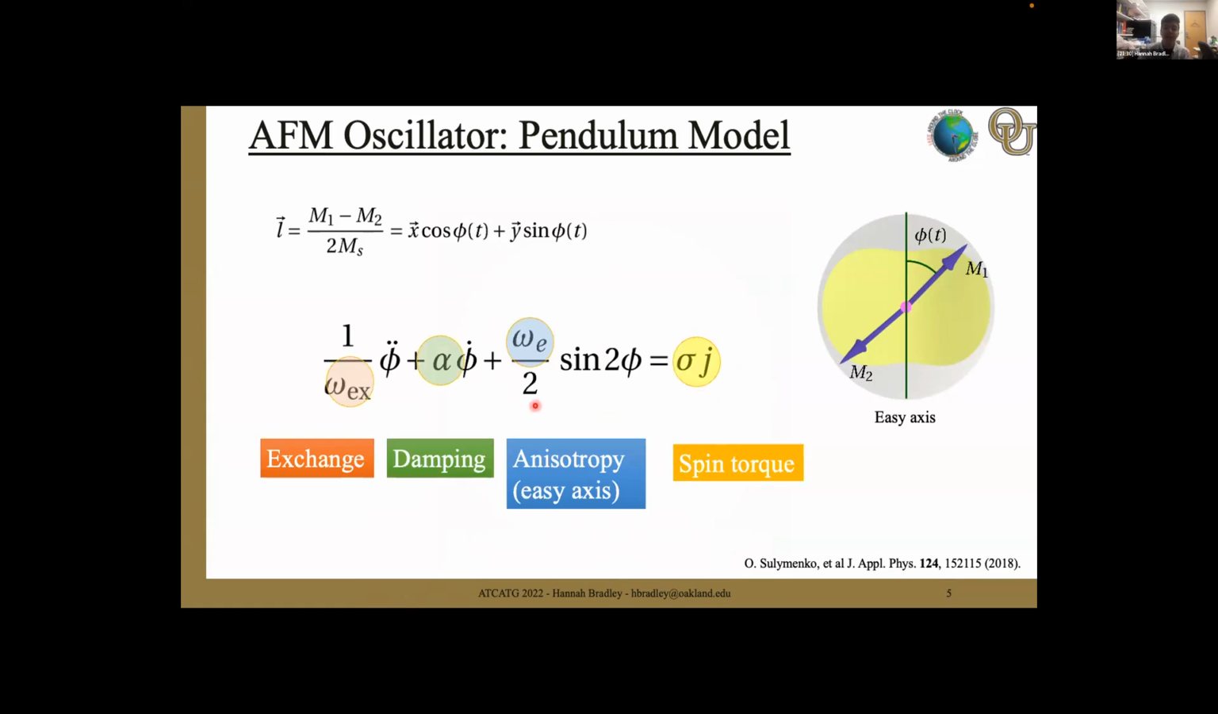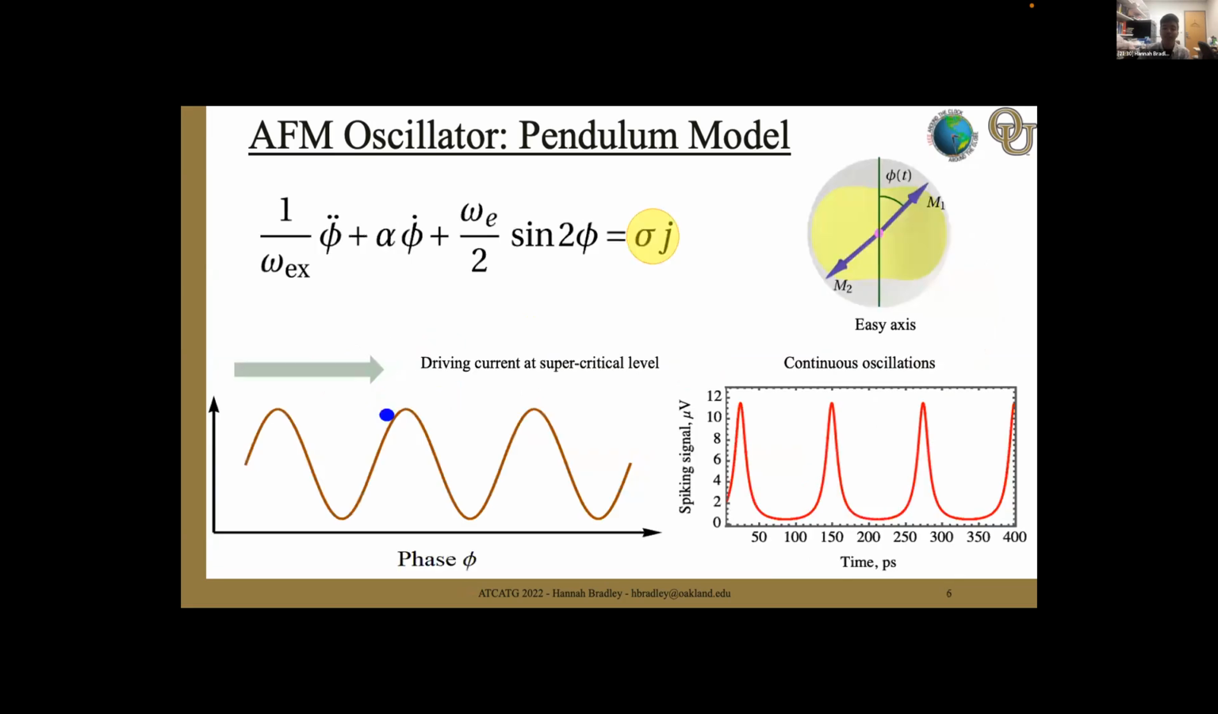The anisotropy gives the equation its potential, while the damping is an inherent result of the material properties of the AFM. But the most important part of this equation is that the exchange energy contributes an effective mass, which leads to the AFM oscillator having inertia. The oscillator can now act as an inertial particle under a driving force, where again, that driving force is the spin torque from the spin current. When the current is at a supercritical level, the oscillator will continuously oscillate by itself, continuously outputting spikes.